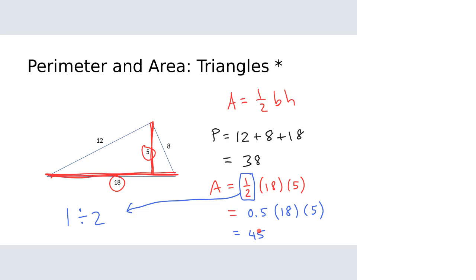So we looked at properties of triangles and definitions related to triangles, and now we've looked at perimeter and area of triangles. There's some other problems with triangles that we can solve.